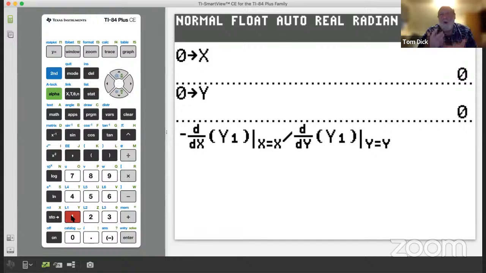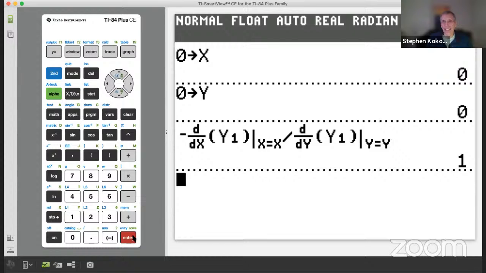Now, if all's well and good, when I evaluate this, I should get the same slope value that Steve got. Okay. And Steve, we'll do a little drum roll here. We hope we get one. How about that? And we got one. Yeah. Cool, that looks good.